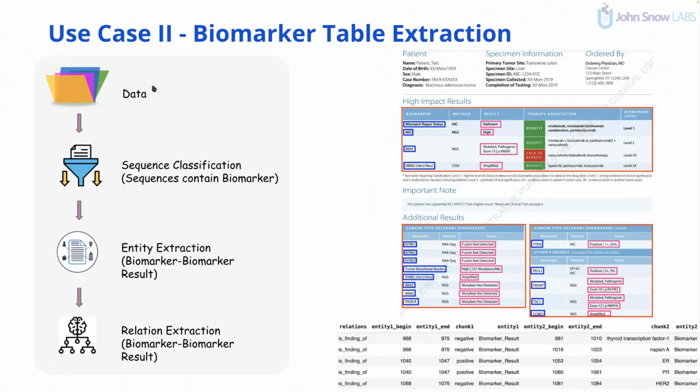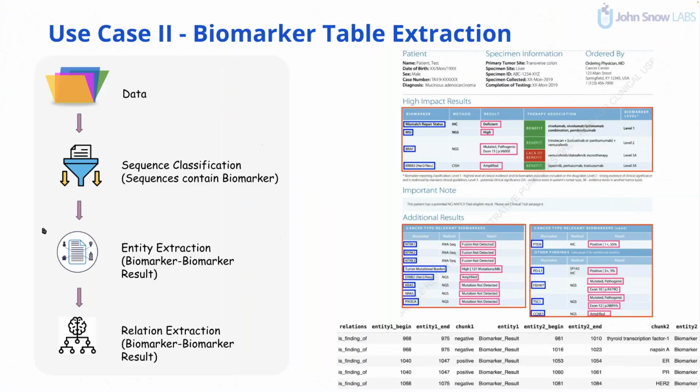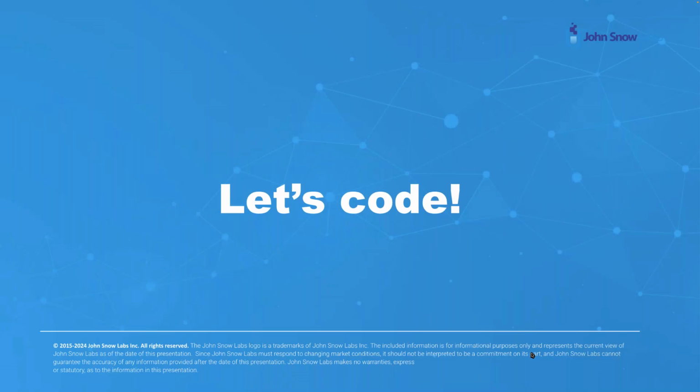Let's check how we do that. We have the data. We will run that data on the sequence classification model to get only the sections that mention the biomarker. In this way, we will drop the sections that are irrelevant. And after that, we will extract the biomarker and biomarker result entities from those sections and check their relationships. And at the end of the day, we want to have this kind of biomarker result table. Okay, let's jump into code.